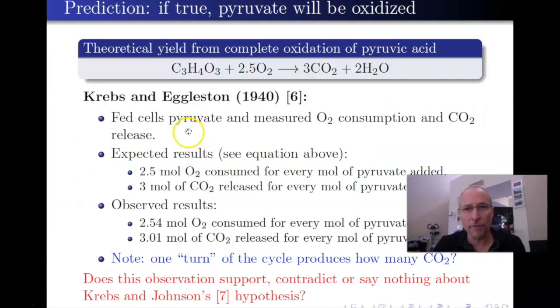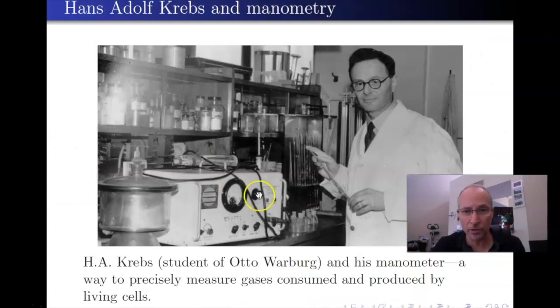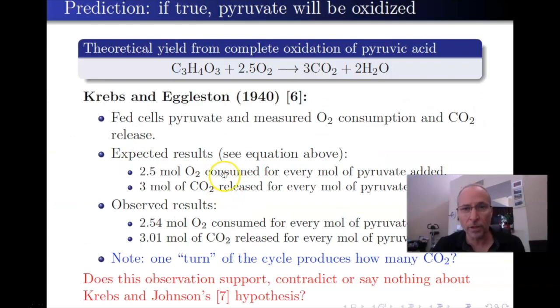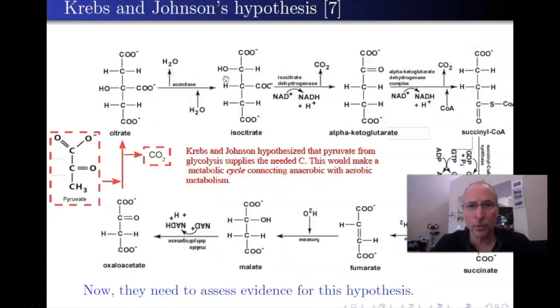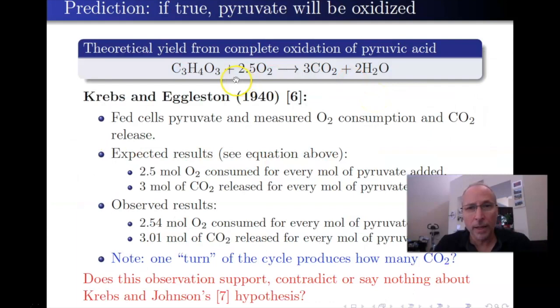So here's what they did. They fed cells a bunch of pyruvate, and they measured the oxygen that was being consumed, and they measured the carbon dioxide that's being released in machines like this one. Okay, it's a relatively easy thing to do. Now let's look at this equation. If we're going to take the pyruvate and completely oxidize it, which is what we think this is doing, we think this is completely oxidizing the pyruvate. If that's true, then the balanced equation would be this.